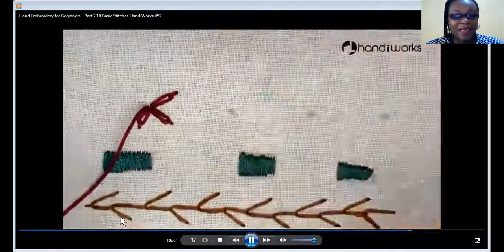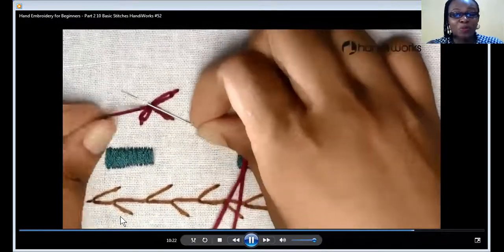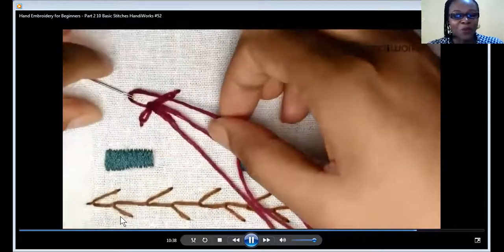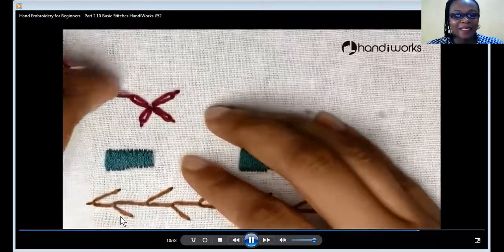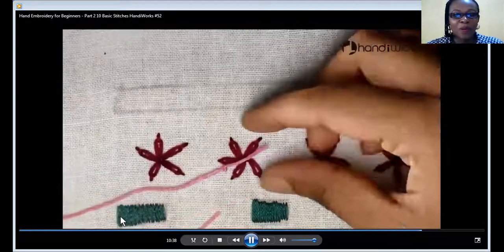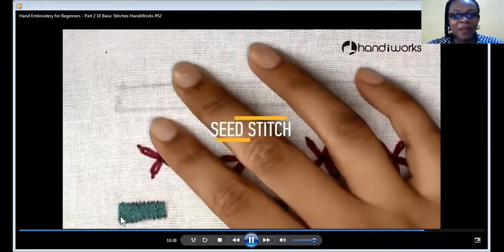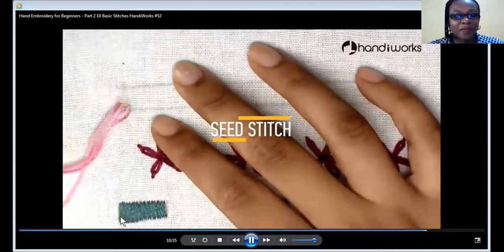Make your work look so unique compared to other people's. Lazy daisy. Yes. Wow. You can see how the design came out. This one is seed stitch. Seed stitch.